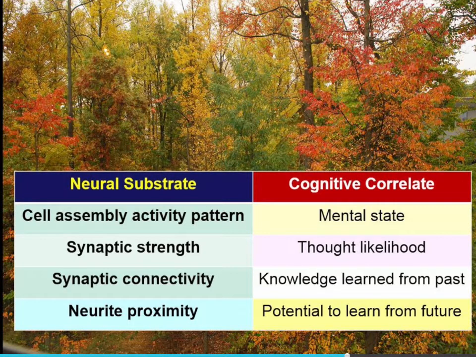And I emphasize that because in a way, the proximity between axons and neurons corresponds to the potential to learn from the future. These are experiences you haven't had yet, but were you to have them, you would learn those facts. Whereas if you don't have an overlap between axons and dendrites, you can have those experiences, but you would not learn them.